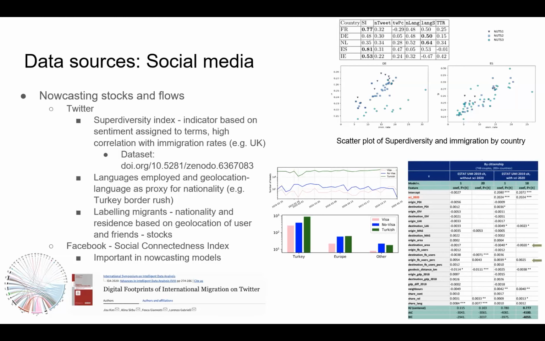So biases, technological biases, play a big role in analyzing the social media data. For Facebook, the social connectivity index has been very important in nowcasting models, because it shows you what kind of diaspora you have for a particular location. So if I look at one country and I look at where it is connected to, then if something is happening at that country, I have a notion of where people might go.